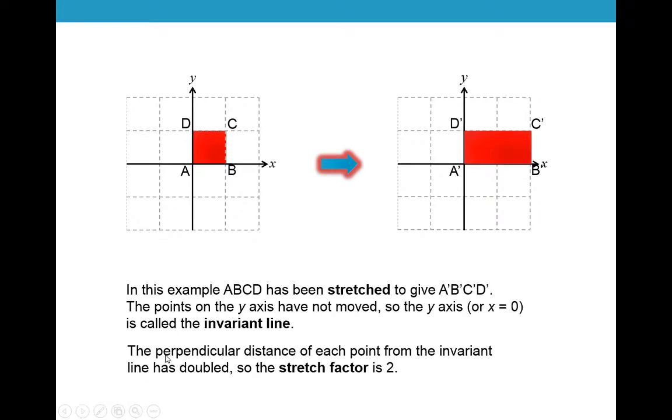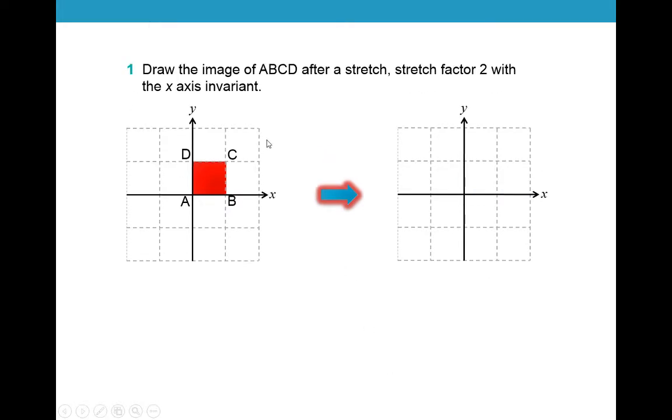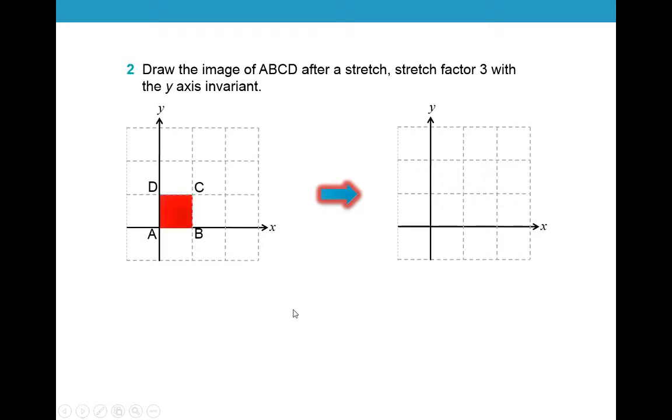Next, what you say? The perpendicular distance of each point from the invariant line has doubled, so the stretch factor is 2. Next, it says draw the image of ABCD after a stretch of scale factor 2 with the x-axis invariant line. Well, that's quite clear. This stays put, and then this stretches up. Draw the image of ABCD after a stretch of 3 with the y-axis invariant line. So it's going to stretch out here 3 times all the way out there, with this staying put. Okay, next one. 3 going up, straightforward.